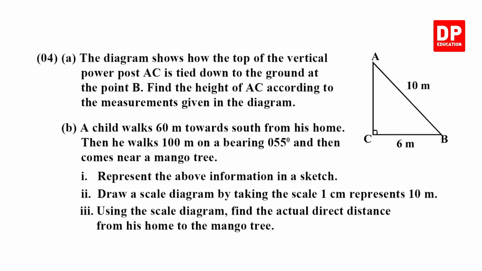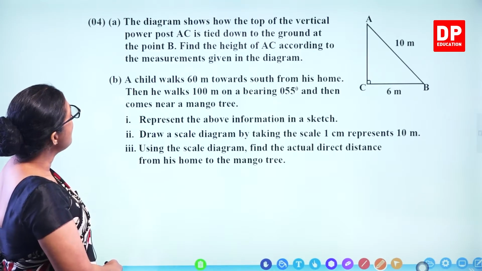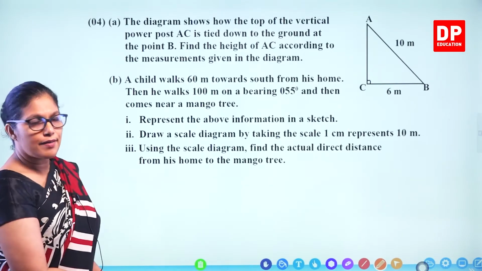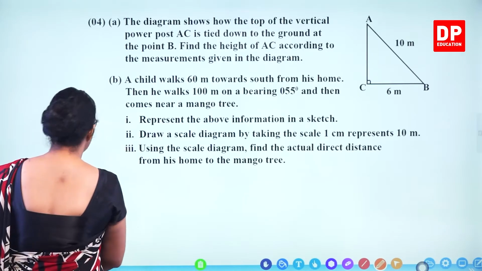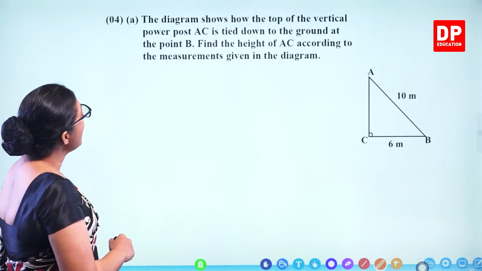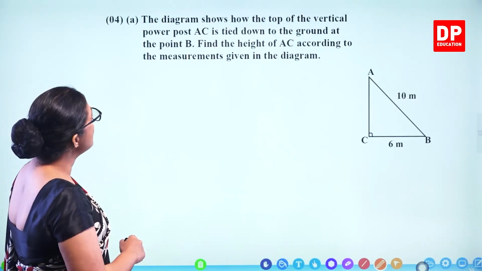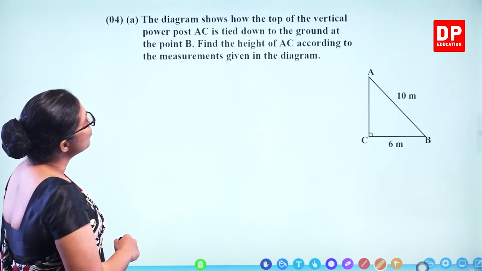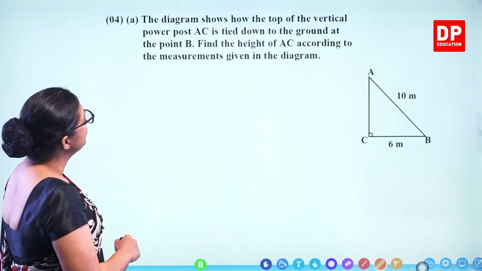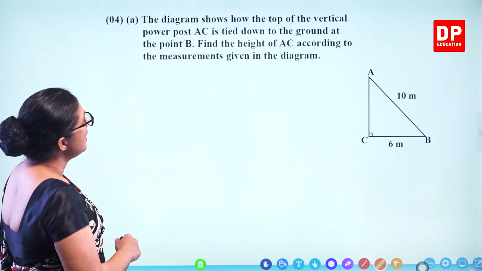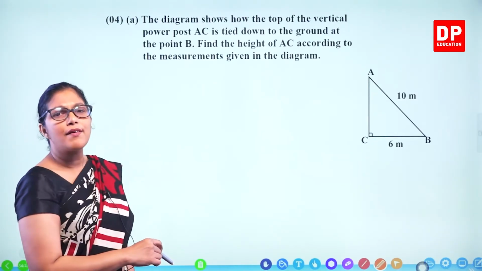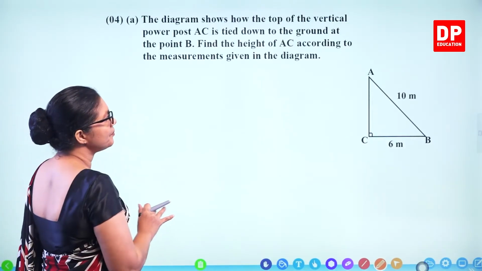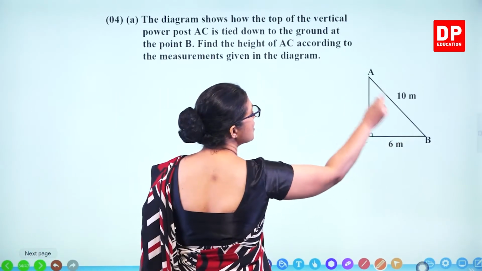Question number 4. That's about a diagram and you are asked to sketch it and draw the scale diagram. Question number 4a. The diagram shows how the top of the vertical power post AC is tied down to the ground at the point B. Find the height of AC according to the measurements given in the diagram. So this is a right angle triangle. You can use Pythagoras theorem. So this is hypotenuse AB.